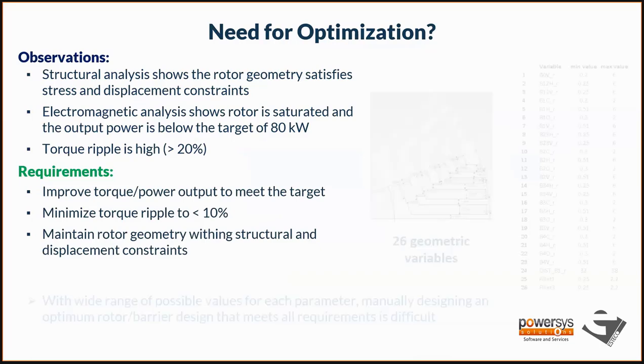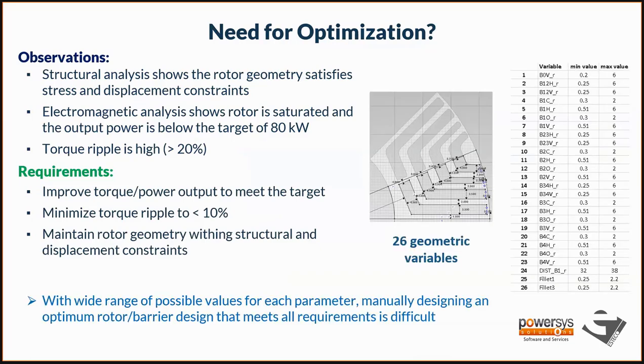constraints. And now if you remember the rotor geometry, there are 26 geometric variables, and there's a wide range of values that each of these variables can take. So with such wide possible parameter values, manually designing an optimum rotor or barrier shape that meets all these constraints is quite difficult. So this is where we'll look more towards an optimization, and I'll hand over the ball to Adarsh here.